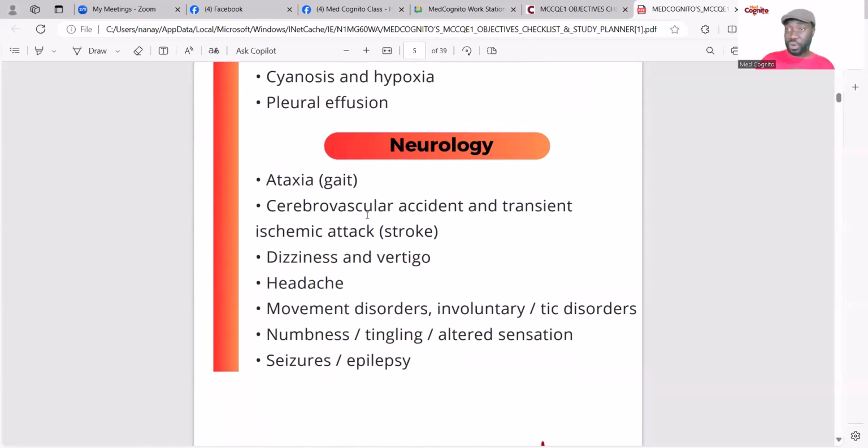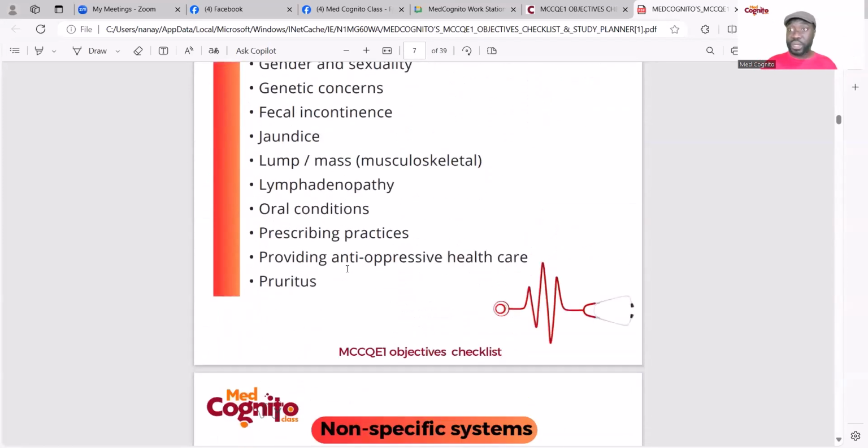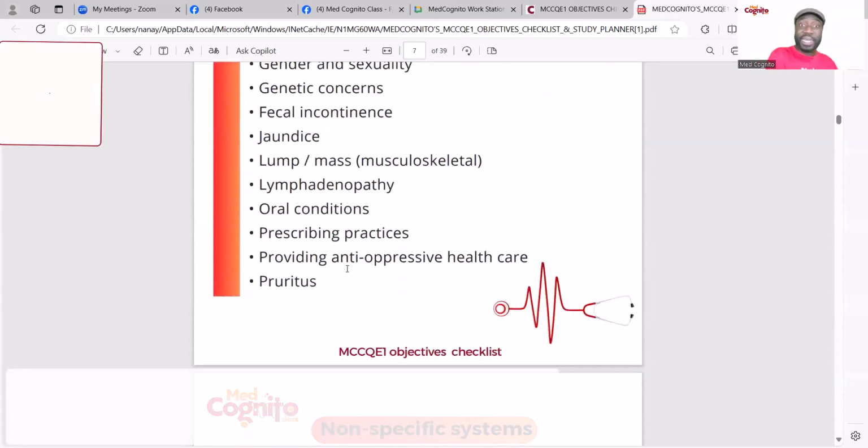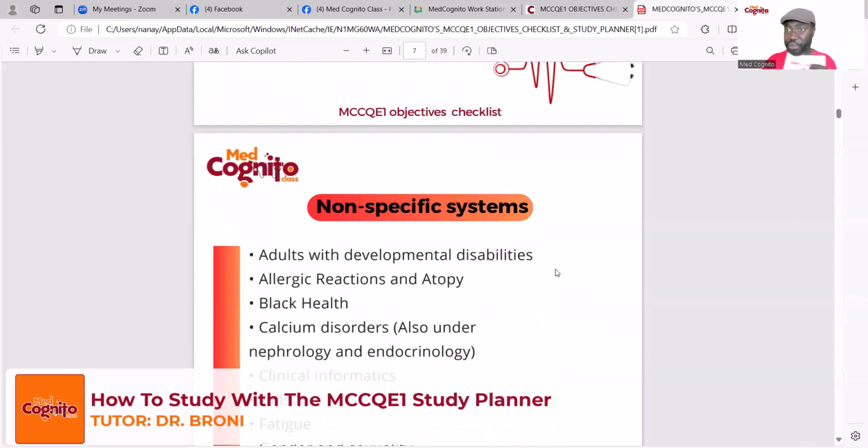Then when you go to neurology, we have ataxia. That is why today the objective is on ataxia. There's cerebrovascular accident, dizziness. So I'm not going to waste your time to go through the whole book or the whole study guide. We've done all that for you.